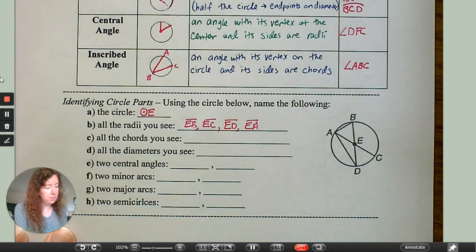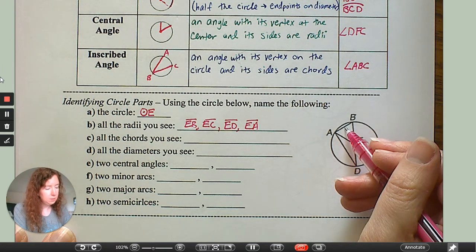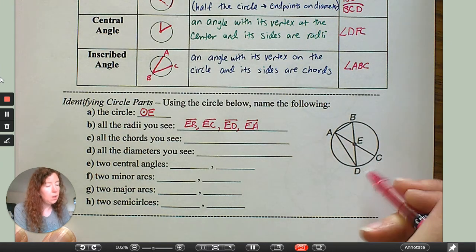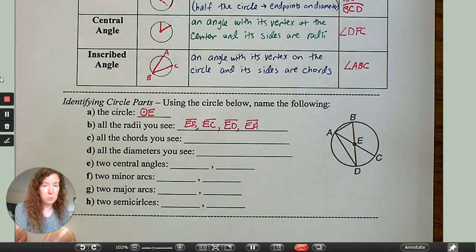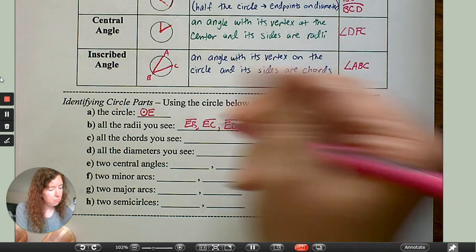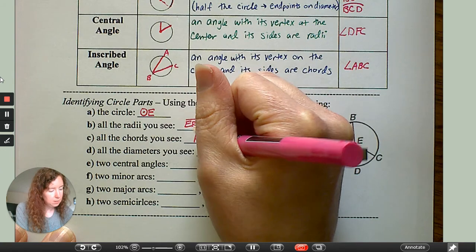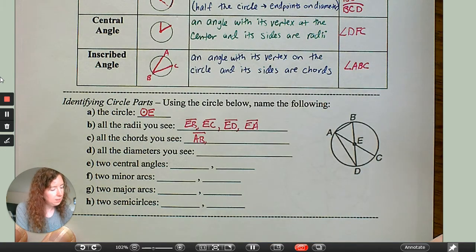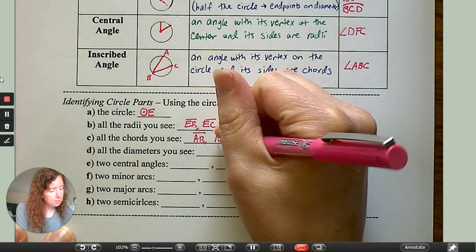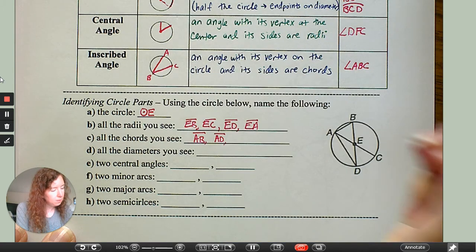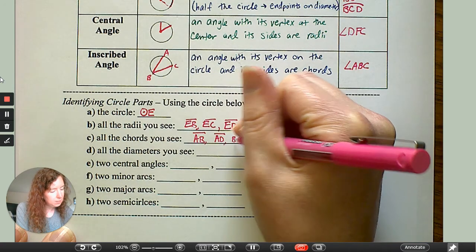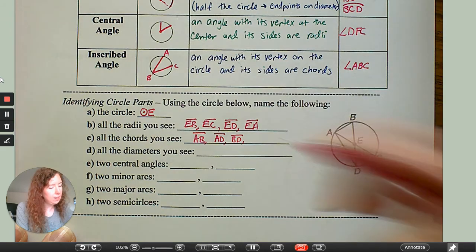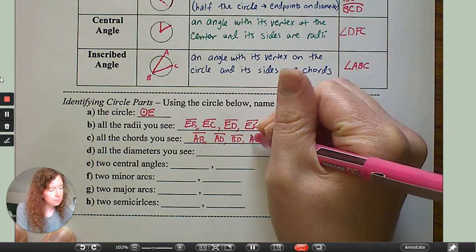All the chords you see. I see 1, 2, 3, 4 chords. Because remember, a chord just has endpoints on the circle. So I see AB. I have AD. I have BD. And I have AC.